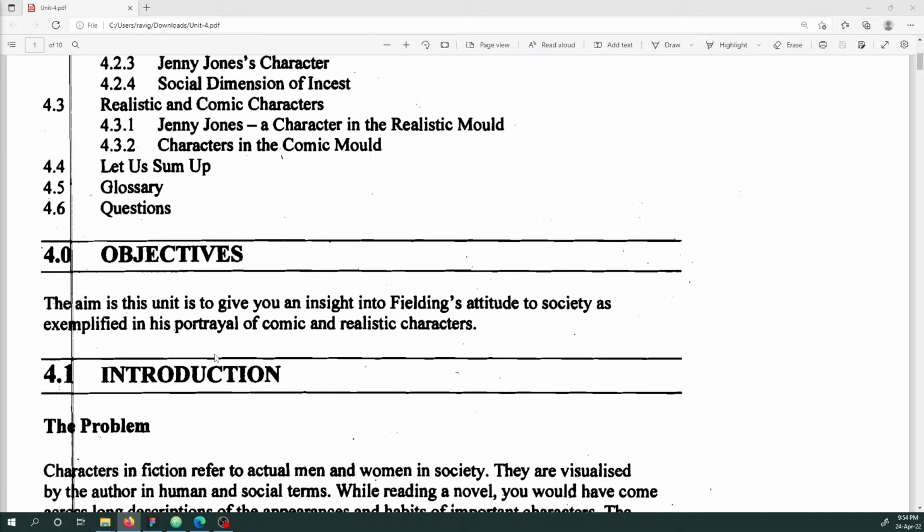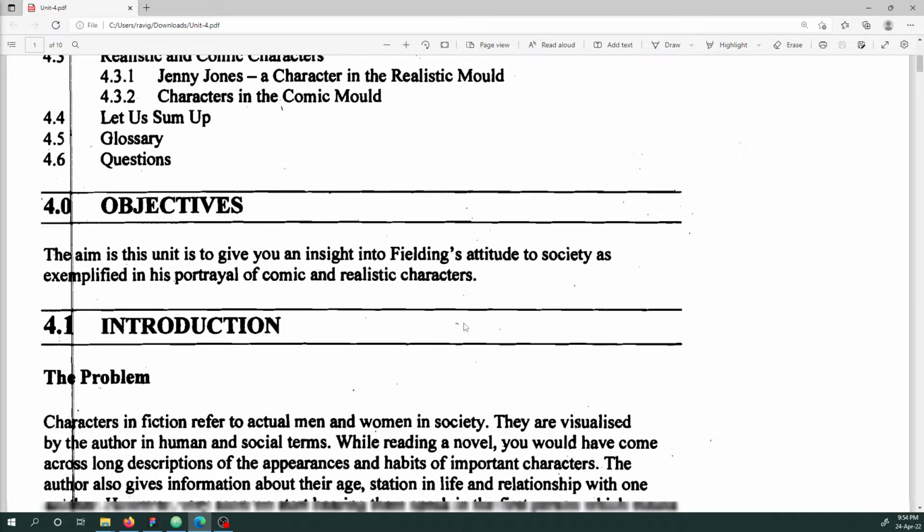4.0 Objectives. The aim in this unit is to give you an insight into Fielding's attitude to society as exemplified in his portrayal of the comic and realistic characters.